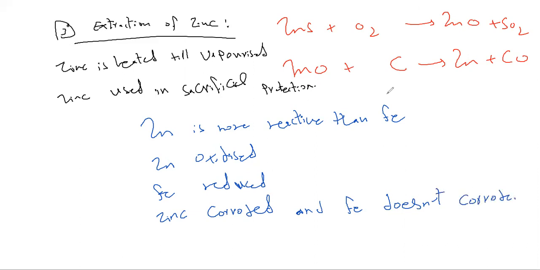So again, for zinc, zinc blende or zinc sulfide reacts with oxygen to form zinc oxide and sulfur dioxide. Zinc oxide can be reduced by carbon to form zinc and carbon monoxide. And then zinc is heated till vaporized. Zinc can be used in sacrificial protection. For sacrificial protection, zinc is more reactive than iron. Zinc is oxidized, iron is reduced, zinc is corroded, and iron doesn't corrode.